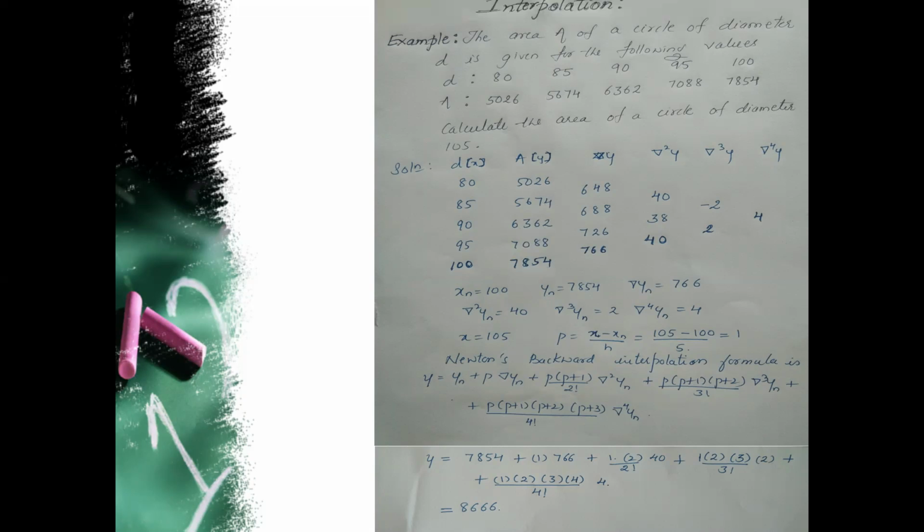Now we'll go for del y, the backward differences. Only the notation is del y. The table is put in the same form. We just need to take the difference of y1 minus y0, which gives us 648. Then y2 minus y1 gives 688. Then y3 minus y2 is 726. y4 minus y3 is 766.